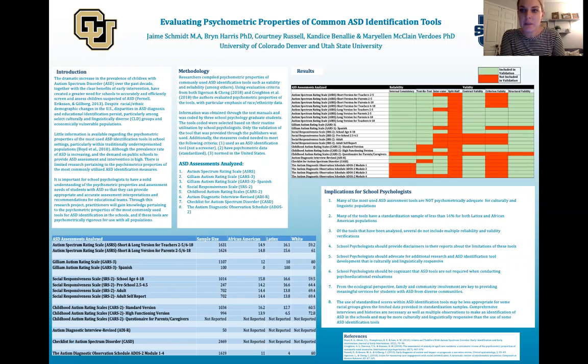This is the poster that I presented at NASP, and my capstone project looked at evaluating the psychometric properties of common ASD identification tools. I began by researching the history of autism identification in the schools, and a lot of studies confirmed the disproportionality that is present in ASD identification at the state level and across racial groups.